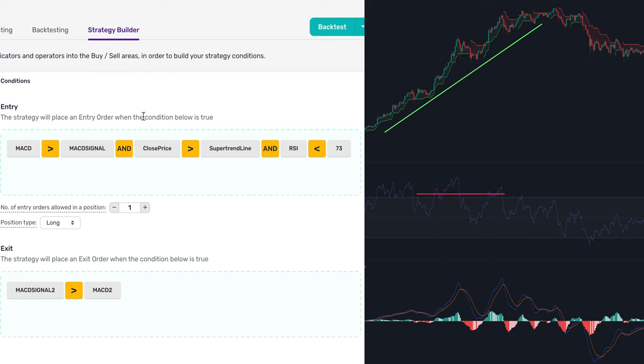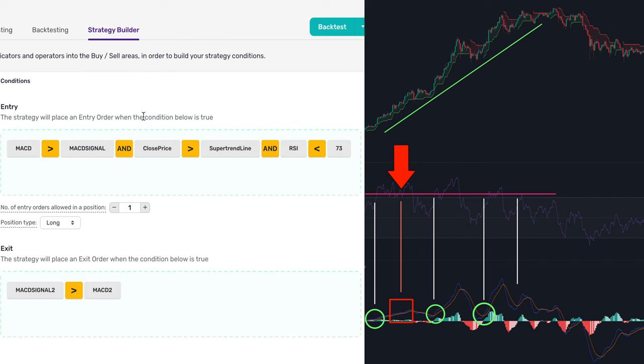Moreover, the inclusion of RSI acts as a vigilant guardian against potential overbought scenarios. By setting the RSI threshold at 73, we've added an extra layer of caution, ensuring that we avoid entering long positions when the market is potentially reaching unsustainable levels. This nuanced risk management helps protect our gains and minimizes the impact of market pullbacks.